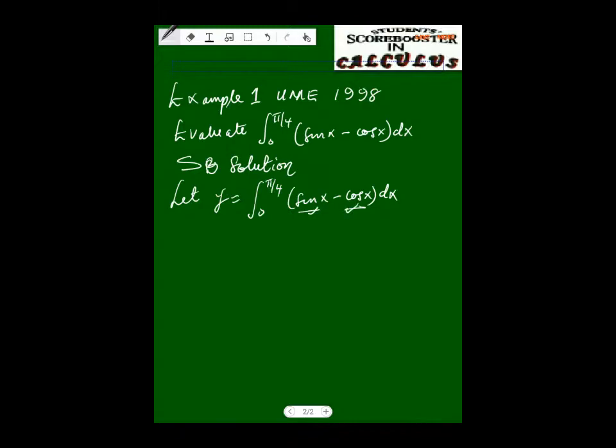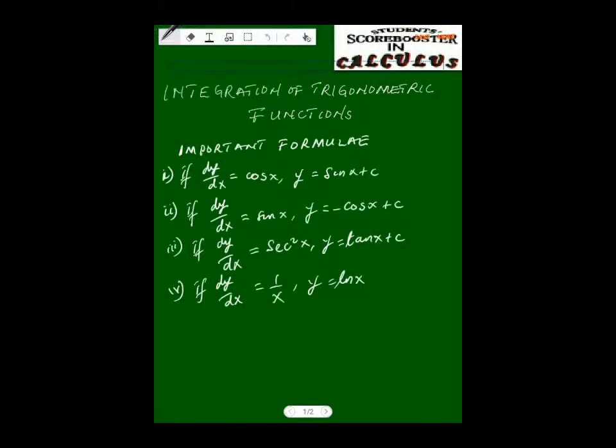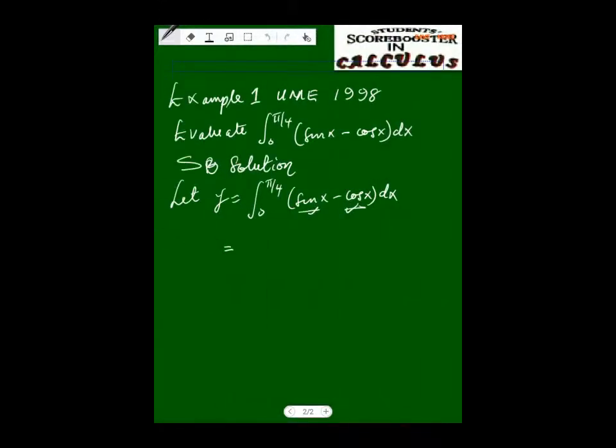So applying the rules I have told you, let's go back and see it together. We are going to integrate sine x. We are going to integrate cos x. So the integral of sine x is minus cos x, and the integral of cos x is what? Sine x. That is clear. So let's go to it.